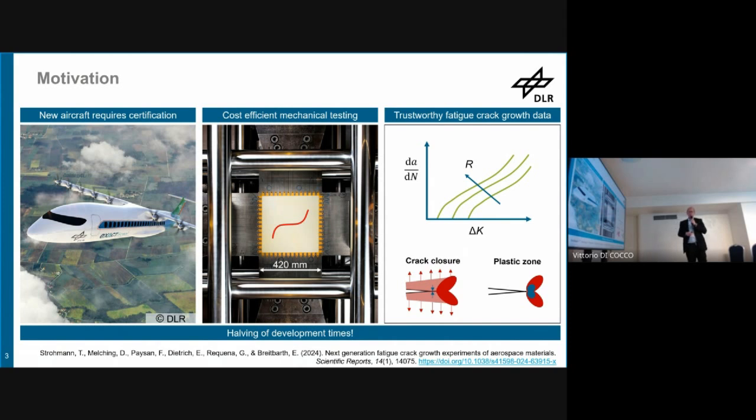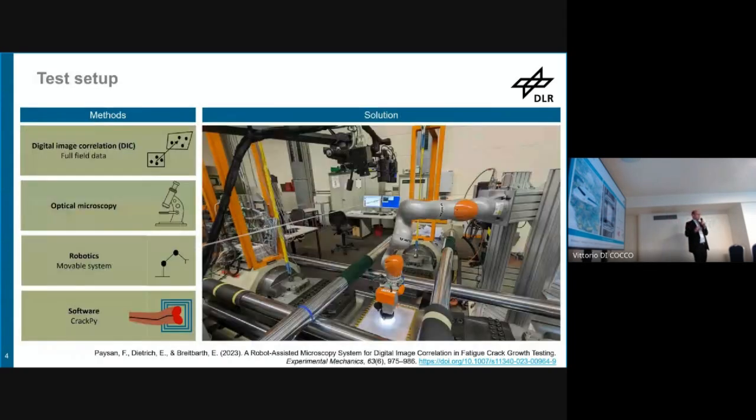And what we are looking for are effects like the influence of the load ratio, crack closure mechanisms, the influence of the plastic zone, crack branching, crack deflection, and this is all based on the microscopic level. And to tackle this challenge, we need data. We need a lot of data. And therefore, we enhanced our biaxial testing machine that you can see here by automated methods and by digital methods.